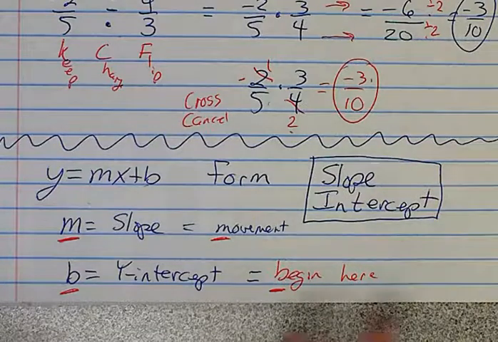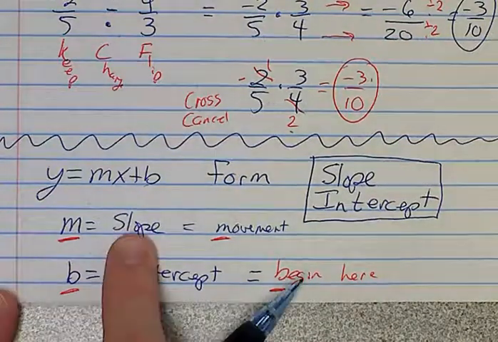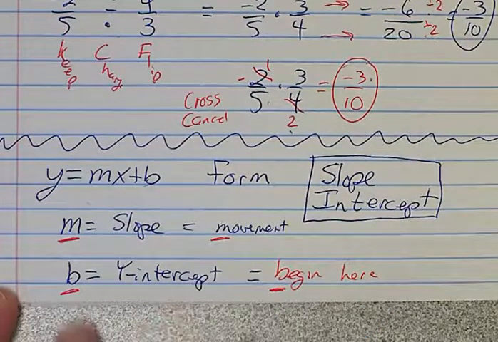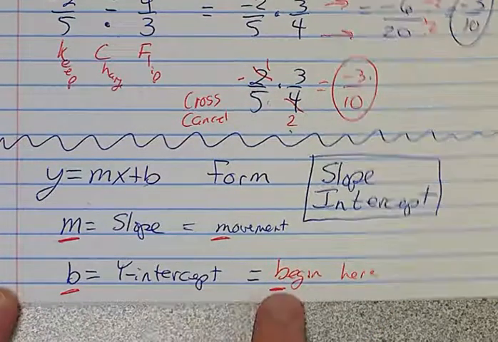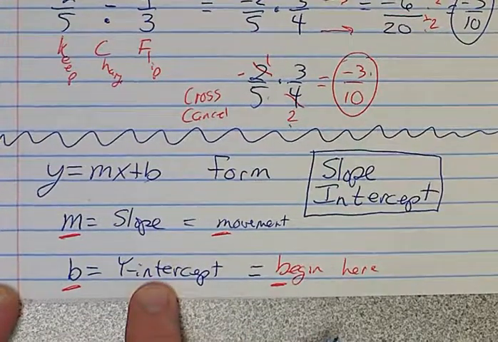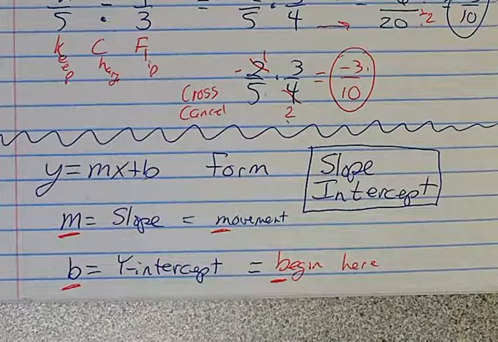Okay, so that's what we're going to do. The m is the slope, yes, that's it. But more important, it's how you move to the next point. The b is the y-intercept, but more important than that, b tells you where to begin. So you begin at this point on the y-axis because it's the y-intercept. And that gets you where you need to be.